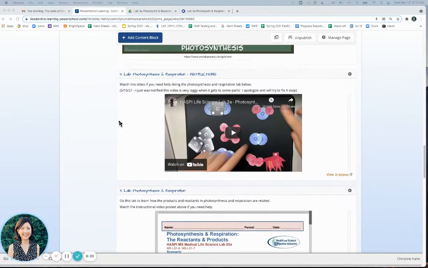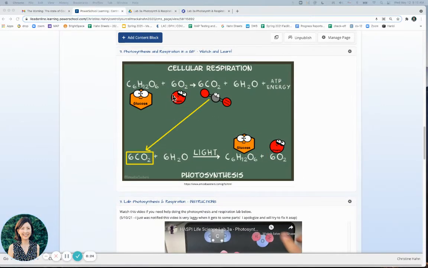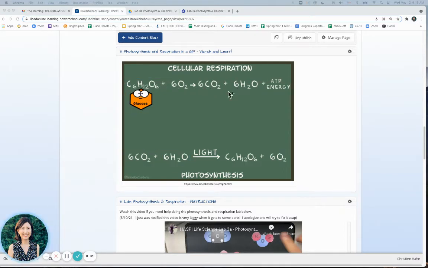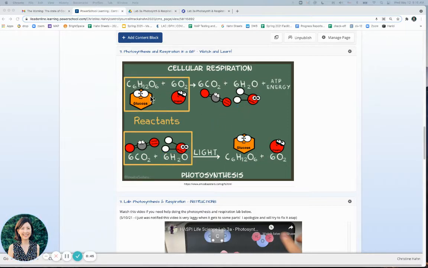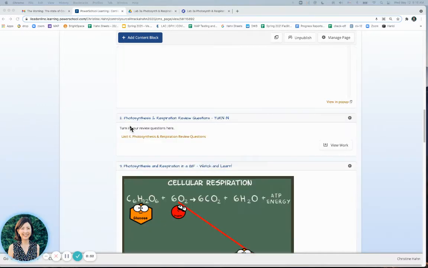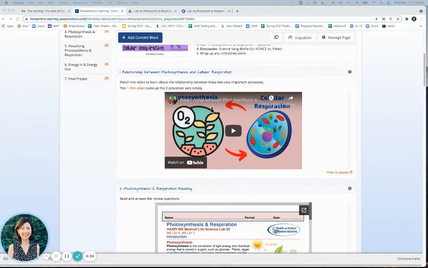And hopefully you were able to see in this GIF that the reactants or the ingredients for cell respiration create these products. And then these products are used for photosynthesis, and they make these products. So these are the reactants, and these are the products. And then these products become the reactants for cell respiration to make these products, which then become the reactants. So it's sort of like this, a nicer picture right here.